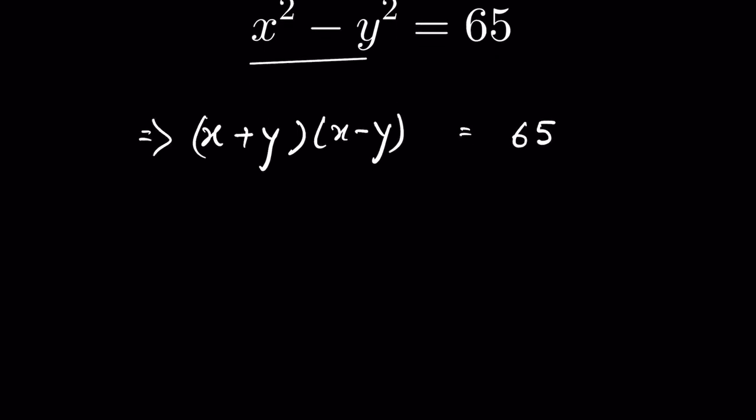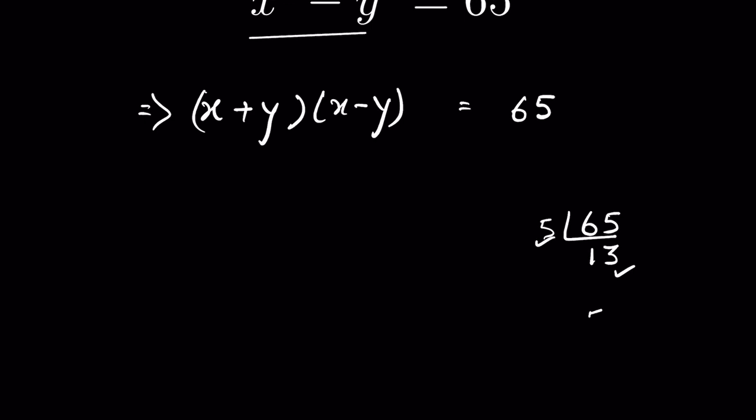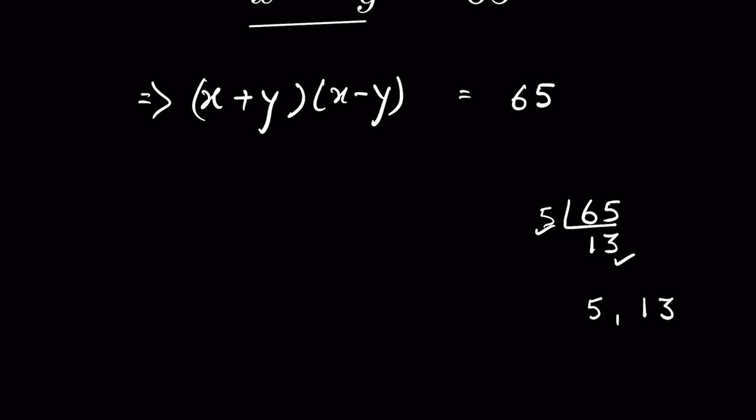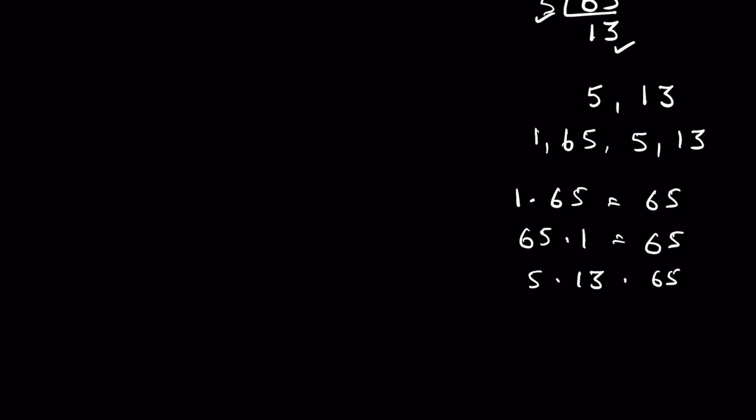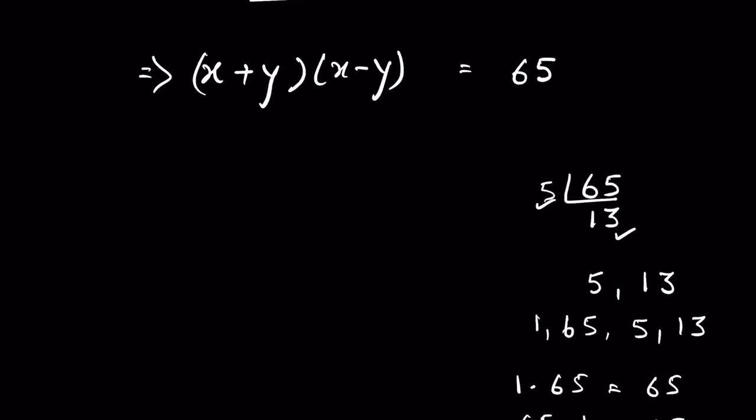Now when we break down 65, 5 times 13 is 65. 5 is a prime number and 13 is also a prime number. So the only factors for 65, other than 1 and 65, are 5 and 13. 1 times 65 is 65, 65 times 1 is 65, 5 times 13 is 65 and 13 times 5 is 65. So these are 4 probable factor pairs to write here.